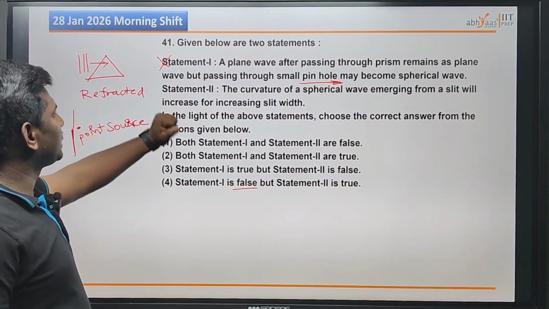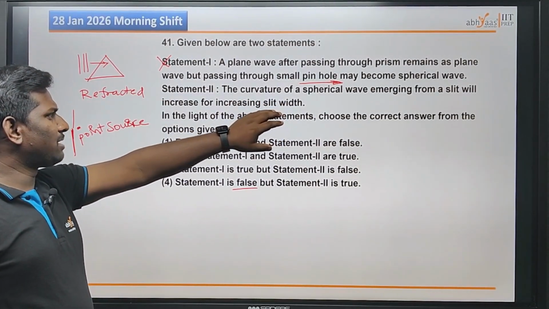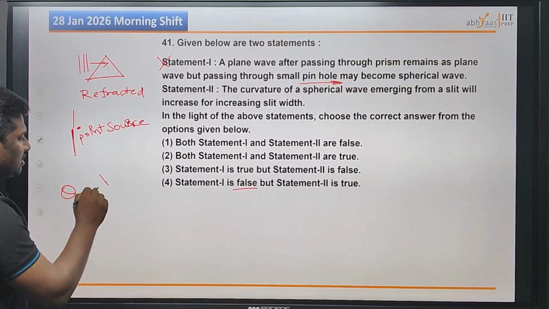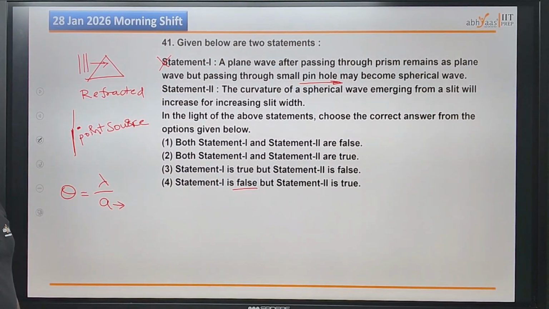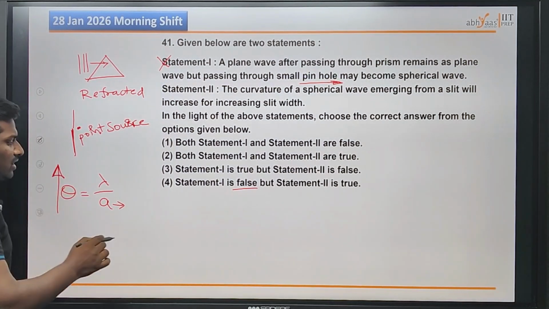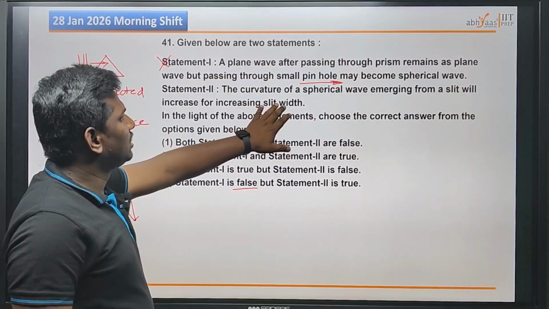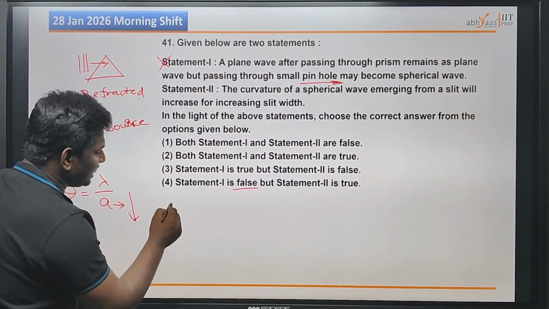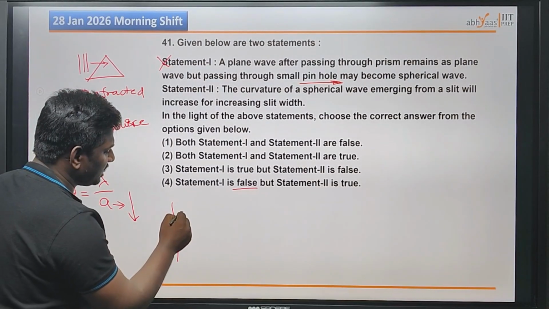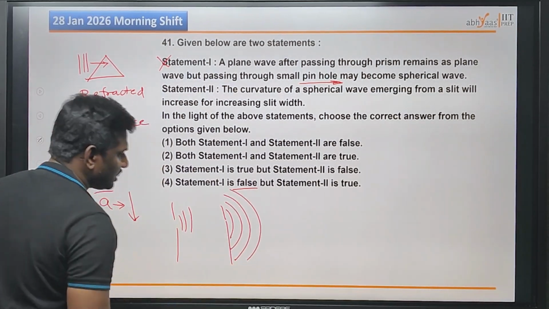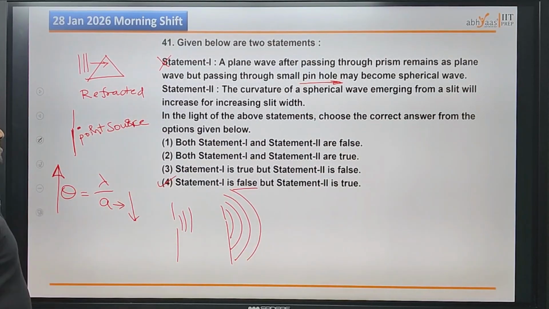Okay. Second statement, the curvature of a spherical wave emerging from a slit with increasing slit width. So angle of diffraction can be written as theta equal to lambda by a. a is nothing but slit width. So if you are increasing or decreasing the slit, it will change the diffraction. So statement 2 is false. If the slit is increased, the sphericalness will decrease. If the slit is decreased, the sphericalness will increase. So option 4 is your answer.